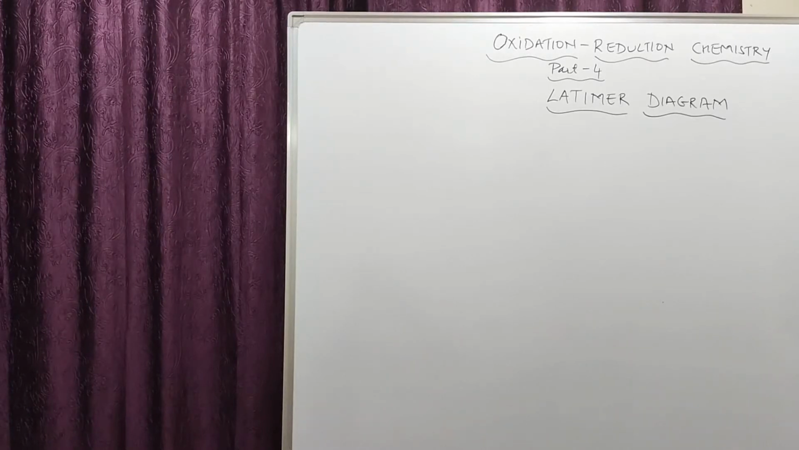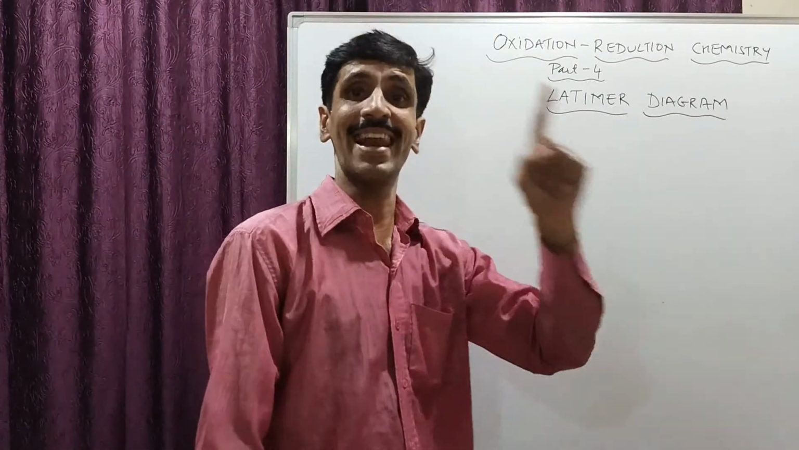My dear friends, as you can see over here, this is the fourth part of Oxidation Reduction Chemistry. The first three parts I hope you have seen. In the first part, the basic terminologies. In part 2, the Daniell cell and the redox reactions involved in the Daniell cell. In part 3, the balancing of a redox reaction using the ion electron method. Now this is part 4, my dear friends, and in this particular session we are going to discuss the Latimer diagram. Yes, my dear friends, it's the Latimer diagram.